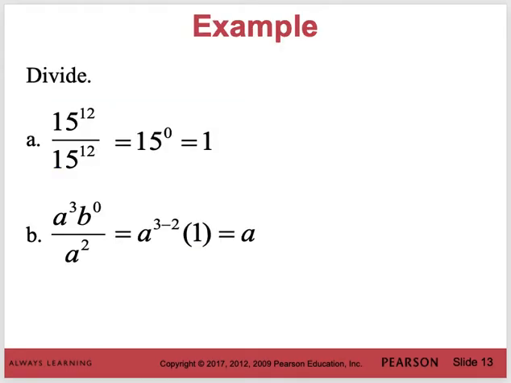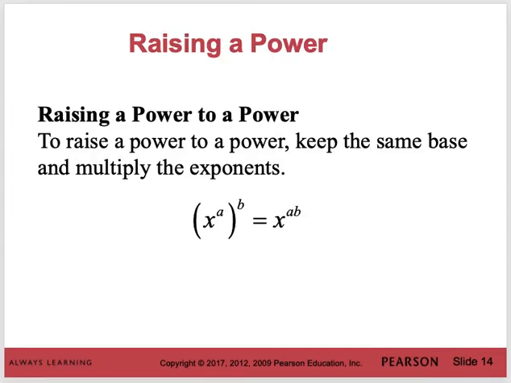So here's an example here. 15 raised to the 12th power over that same value is equal to 1. In the second example, we have a cubed, so we would say 3 minus 2 is 1, times b to the 0. b to the 0 equals 1, so that's where we get the times 1. a raised to the 1st power is the same as a. a to the 1st power equals a.